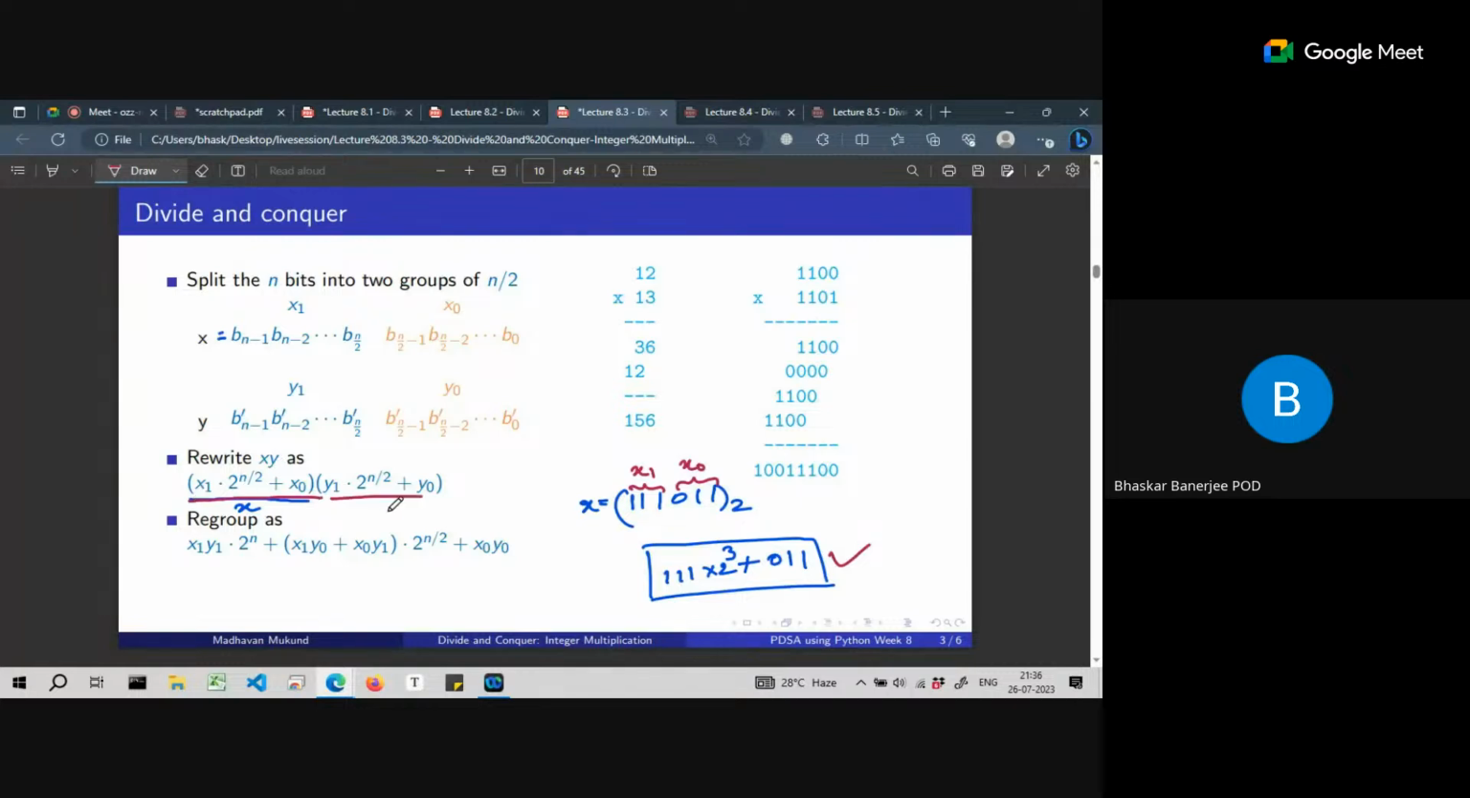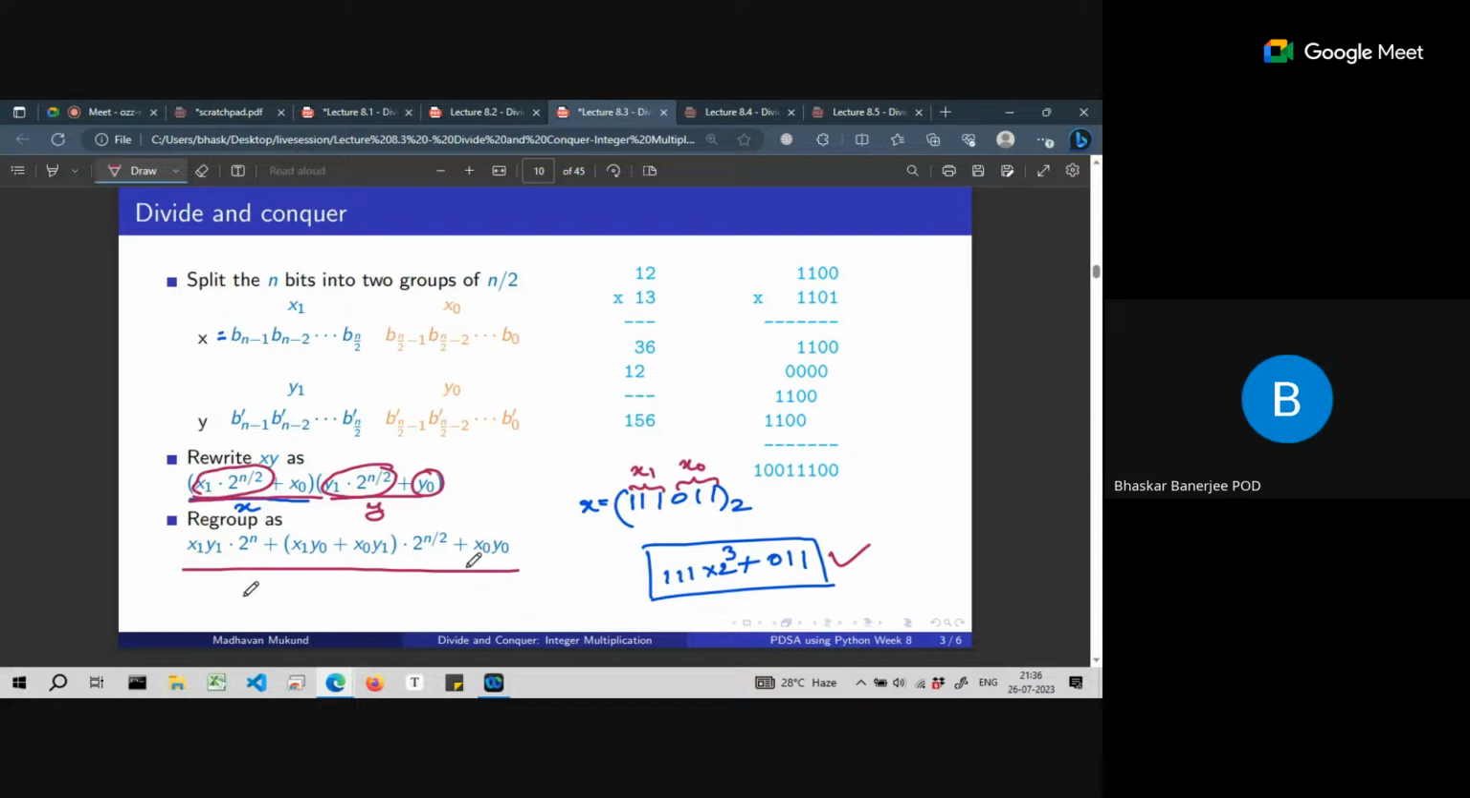So, this is x. Accordingly, this is y. Same concept. And therefore, the whole thing is x into y. I'm just breaking it down and writing it. Now, if I regroup, basically do this multiplication, x1 2 to the power n by 2 into this quantity, then into y0, like that. You're simply doing a plus b into c plus d, that kind of thing. So you get this expression, right?